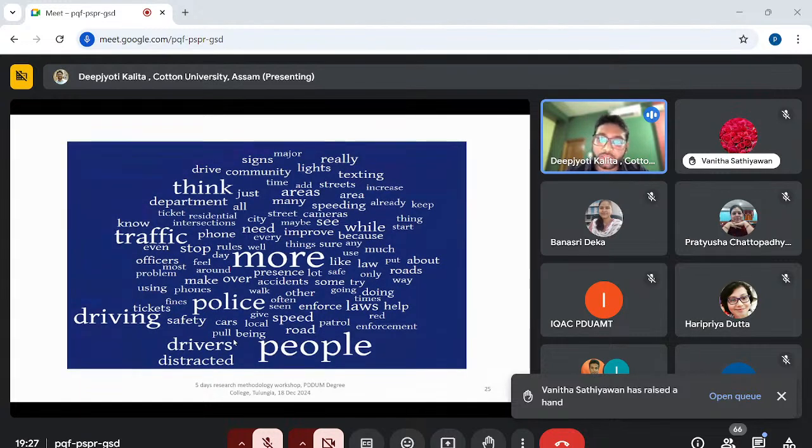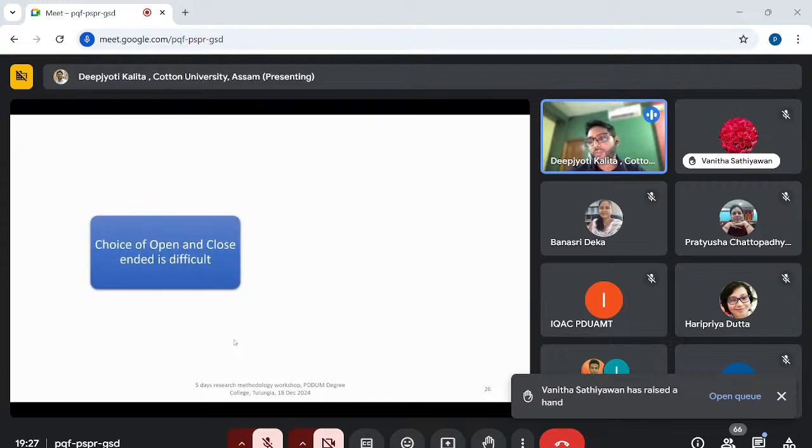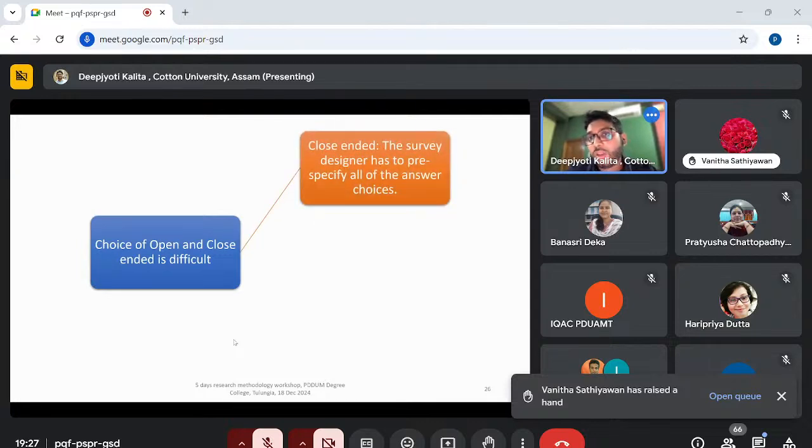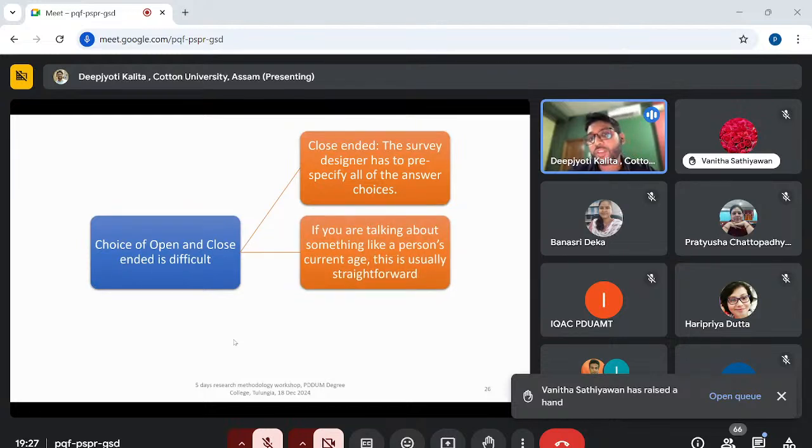But the problem is, which one to choose? You are going to choose an open-ended question or a close-ended question for your particular question. Because for a close-ended question, the researcher has to make a proper study of probable responses. If you don't make a proper study, your questionnaire will be weak. And if your questionnaire is weak, your analysis will be weak, and ultimately your research will be weak. So making a choice is very difficult.